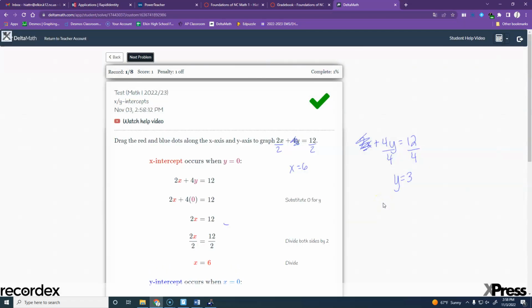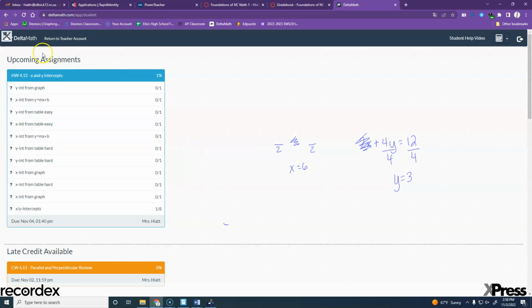I think you need to type it in as a coordinate. So don't just put 3, put 0, 3. It is homework if you do not finish it. Okay.